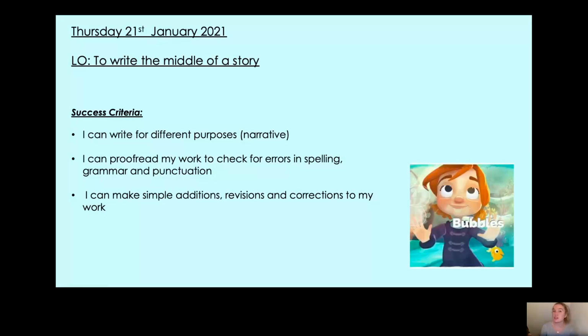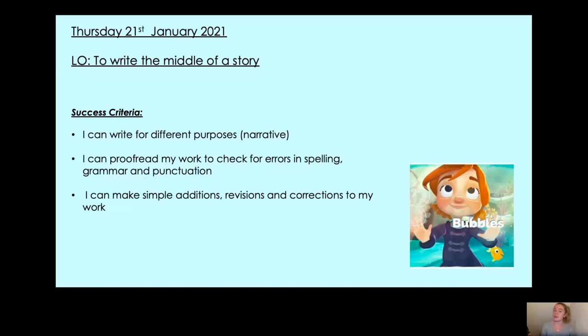Now, how did you get on in the lesson yesterday? Were you able to write the beginning of your very own Bubble story? Fantastic, well done if you were, and I'm really looking forward to seeing your stories when you send them to the office. Were you also able to correct all the capital letters, the full stops, and check that all of your verbs are in the past tense? Fantastic, well done if you were, because that's a brilliant skill to have, to be able to check your work and correct it, so well done.